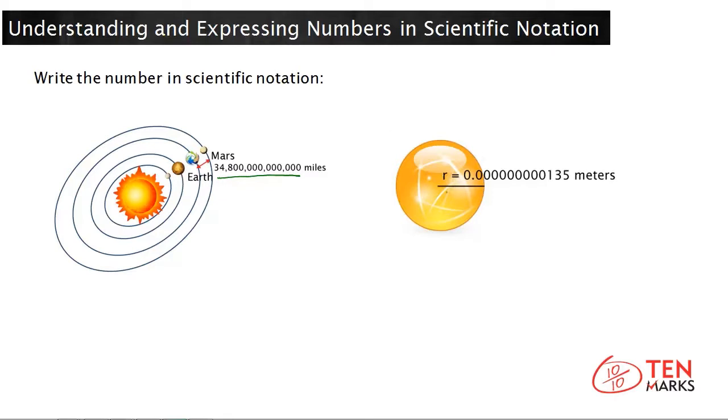And the same thing goes for this number over here, which is the radius of a gold atom in meters. And this measurement is also incredibly small. There's a lot of zeros, and it could be equally as difficult to work with. So scientific notation helps to keep track of all those zeros in a nice and organized way. And let me show you the scientific notation form.